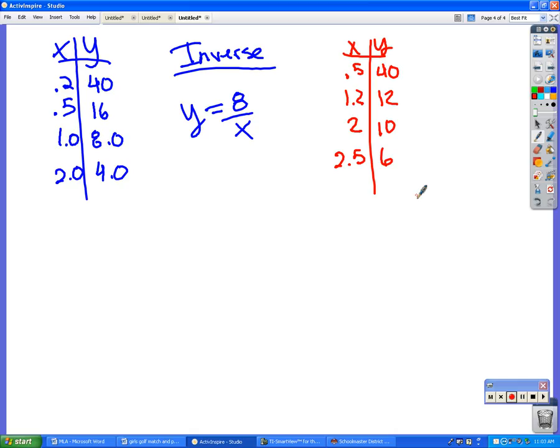All right. This one's yes and no. The x's are going up and the y's are going down, so it's a candidate for inverse. Why is this a no? 0.5 times 40 is 20. 1.2 times 12 is 14.4. So no, neither.